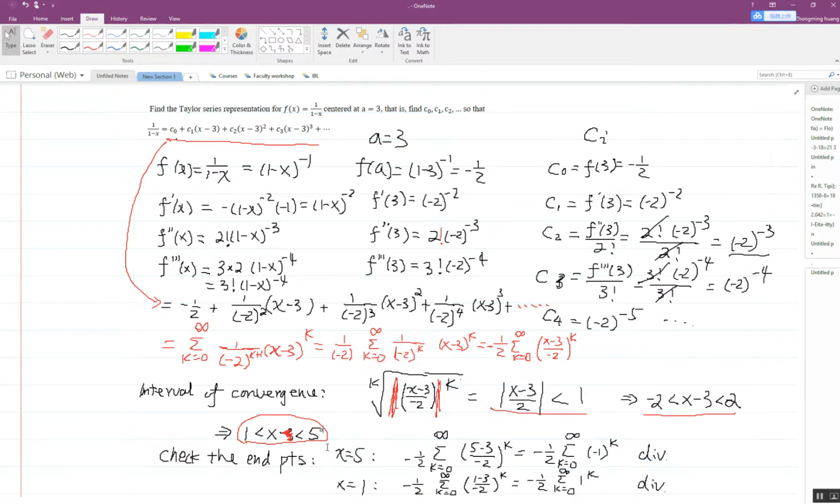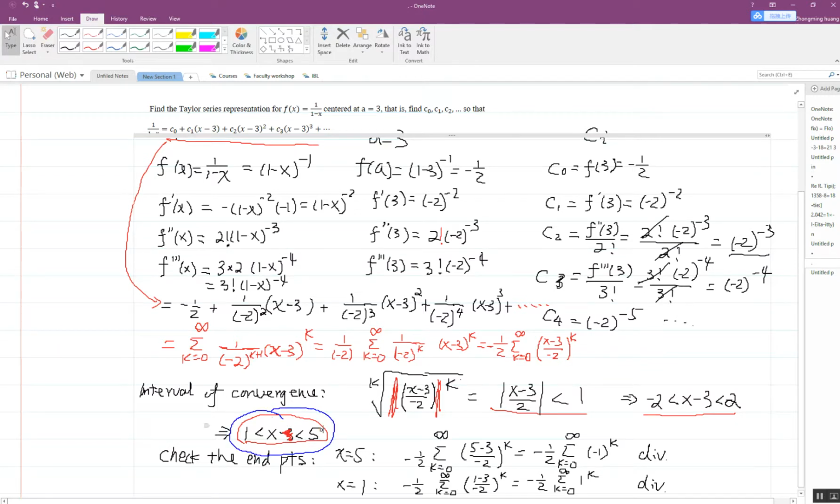So the interval of convergence is actually this guy from 1 to 5, excluding the endpoints. So this concludes this example.